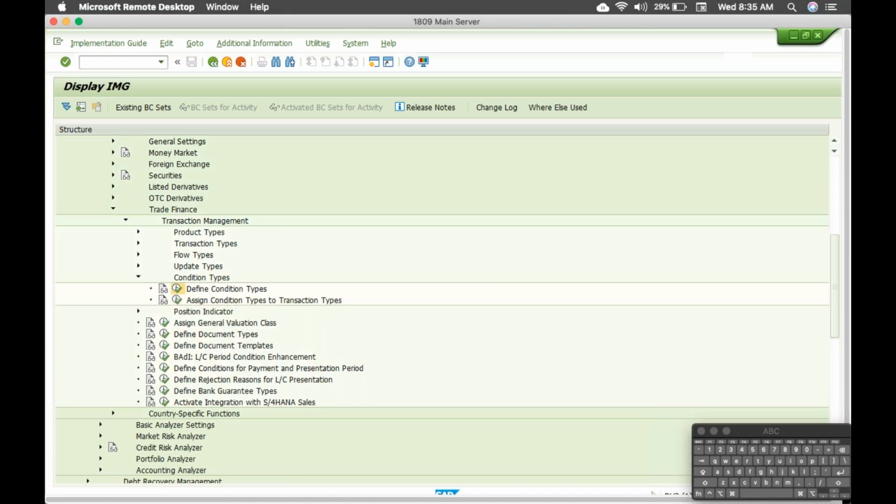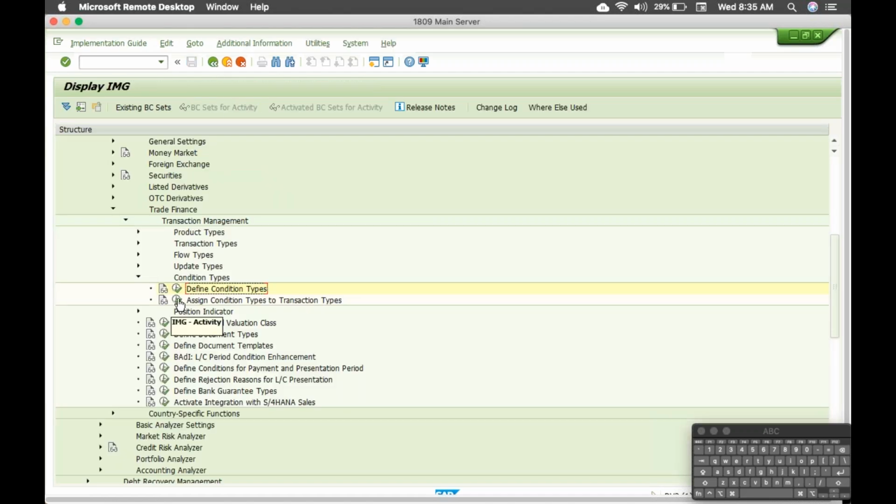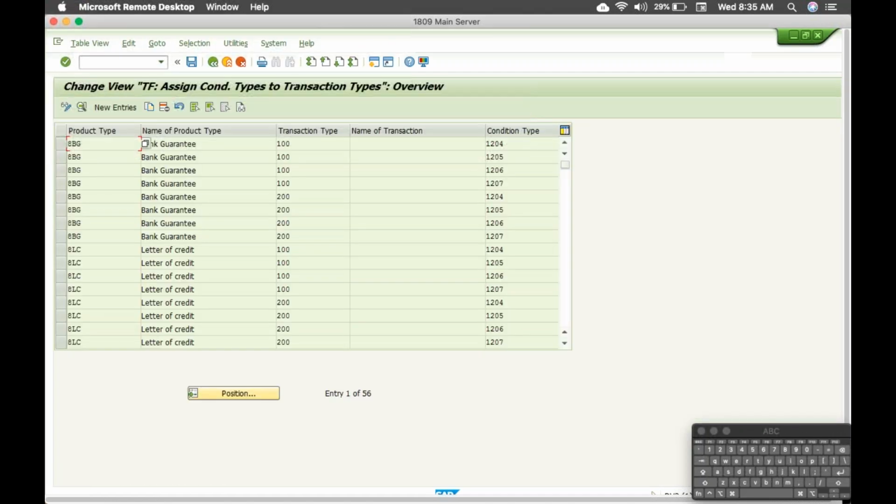Define condition type, execute. Here you can see fees on total amount, fees on presented amount, fees on available amount, fees on overdraft amount. These are the conditions which we are paying. Okay. So assign condition type to transaction types. You need to assign in both the cases, bank guarantee and letter of credit, because one is the payer and another is the receiver.